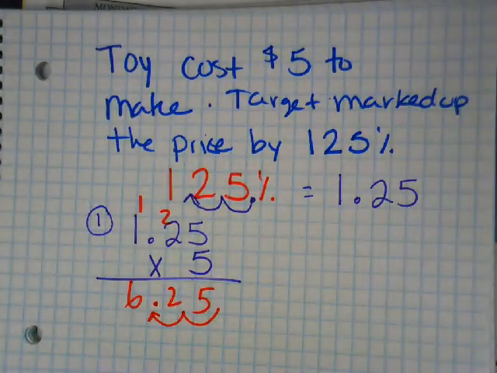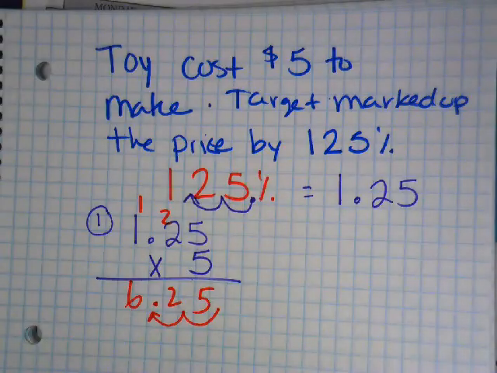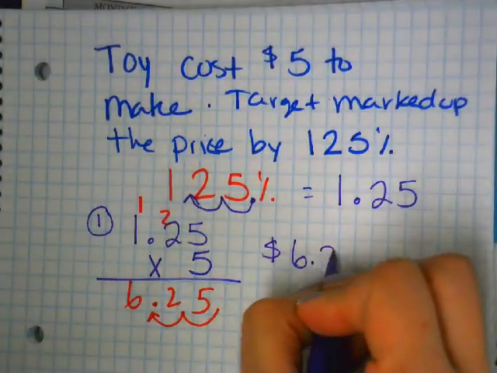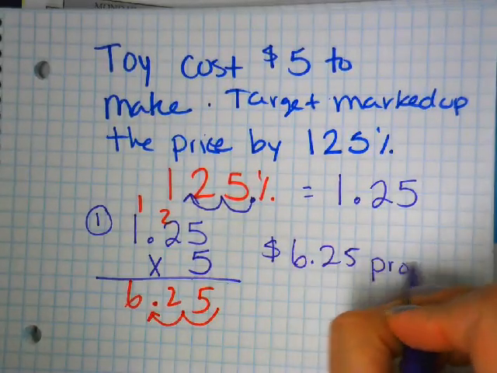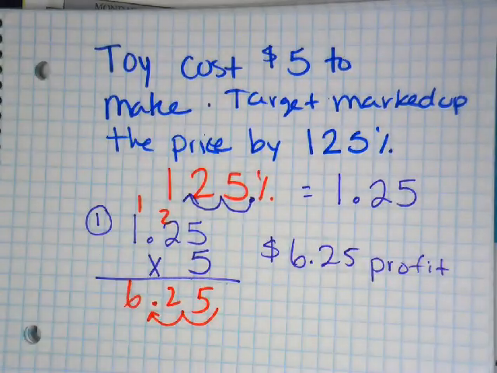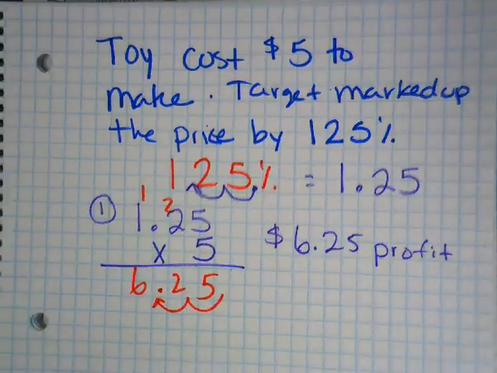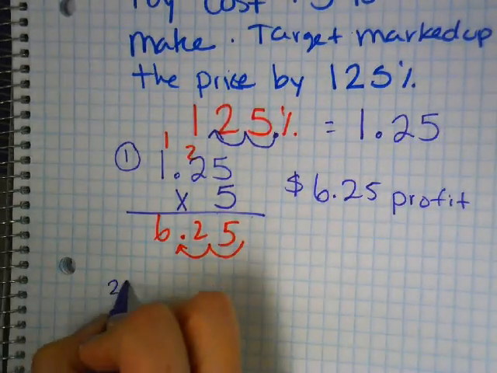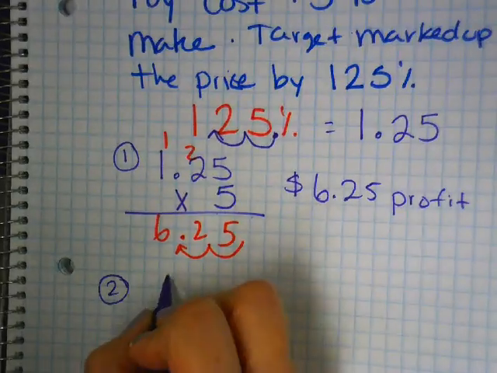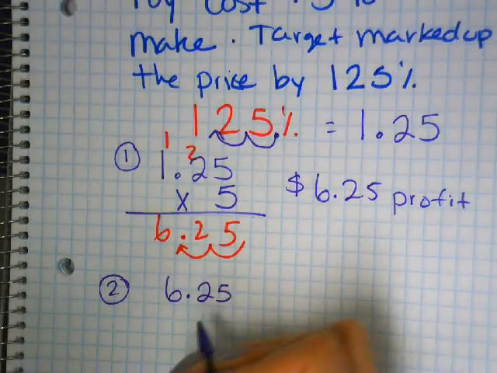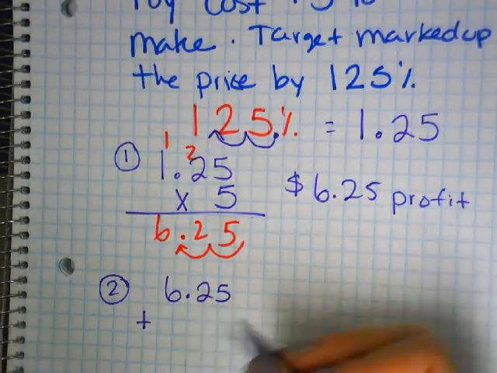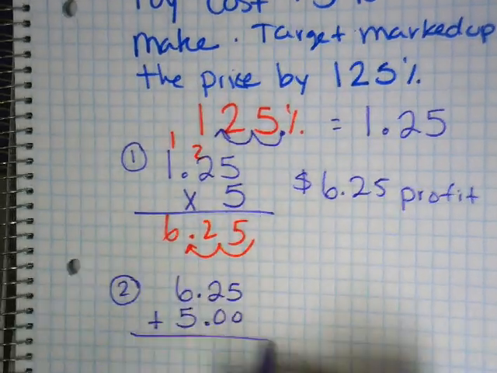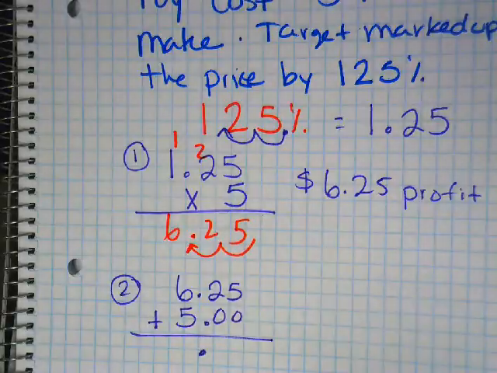So, what does 625 represent? 625 means your profit. So, $6.25 is your profit. That's how much money they're going to make. They paid $5 for the toy. So, step number 2. I'm going to take my profit, $6.25, and put it on top because it's more money than the 5. Then I'm going to add $5 to it, lining up my decimals nice and clean.